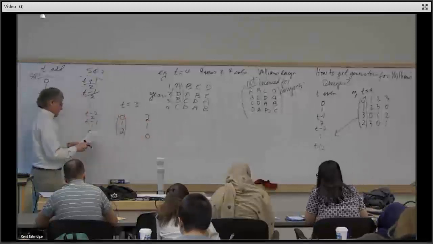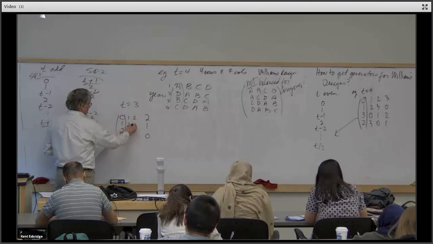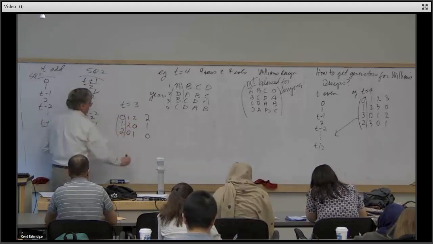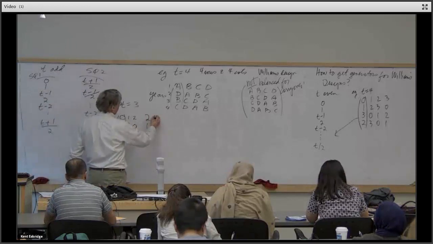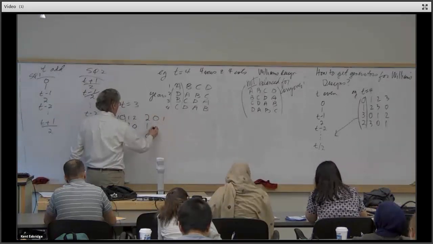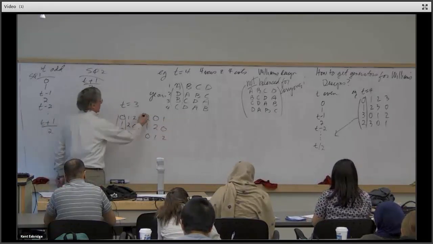And then if I generate these, it's going to be 0, 1, 2, then 1, 2, 0, then 2, 0, 1. That's one square. And the other square is going to be 2, 1, 0, then 0, 2, 1, and 1, 0, 2. That'd be the other square with that generator.